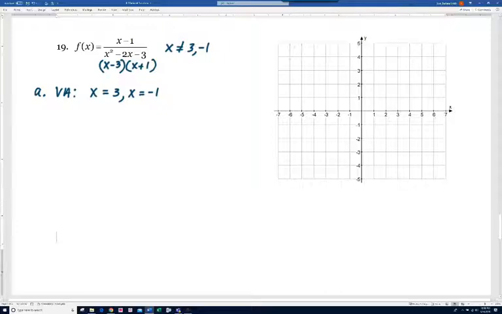The horizontal asymptote, let's see, this is case 1 where we're bottom heavy and our asymptote is y equals 0.